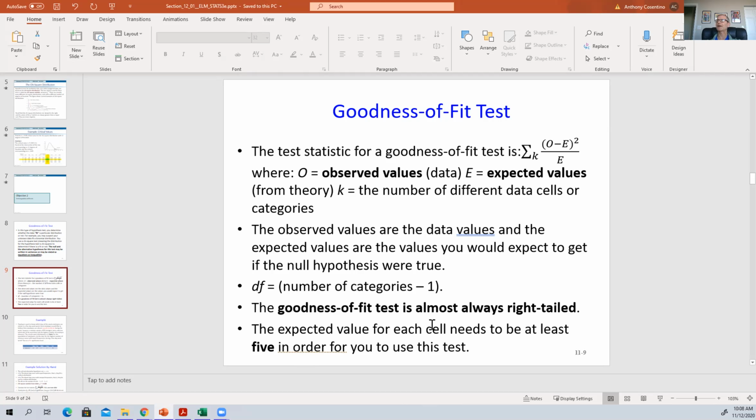The expected value for each cell needs to be at least 5 in order to do this test. Obviously we're going to give you that, or performing the test would be semi-useless. So you'll see that when you end up being asked to perform the test, this will actually be true.